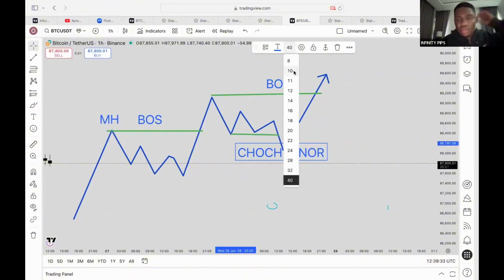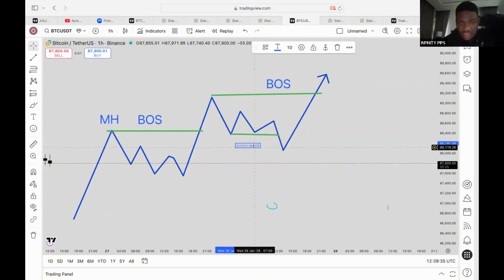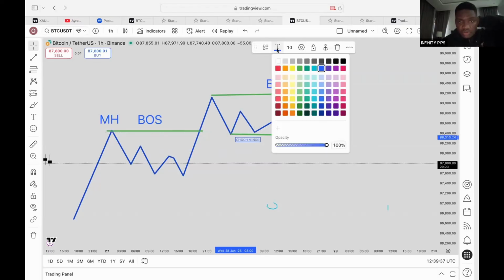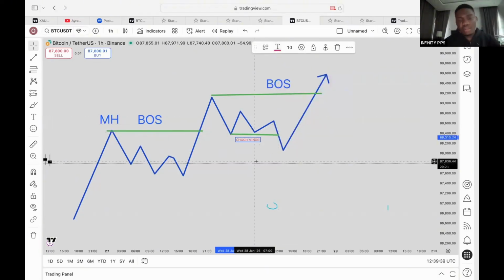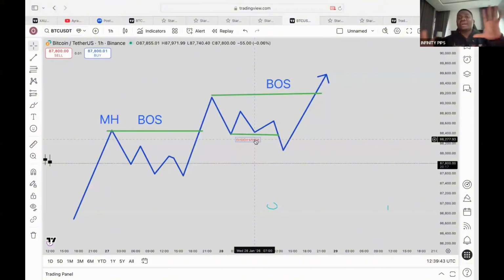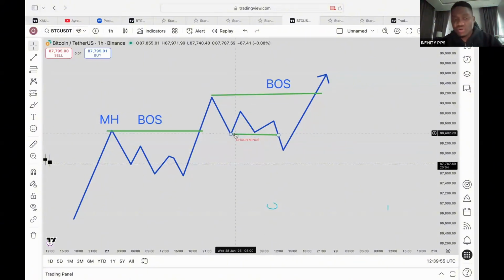Let me reduce that to 8. Good. So this is CHOCH minor. Change the color to red. Now, change of character simply means the market not going in the direction that the major movement is going, right? So the major movement is a buy, but in between, the market decided to take a change of character, but this one is a minor one, right?